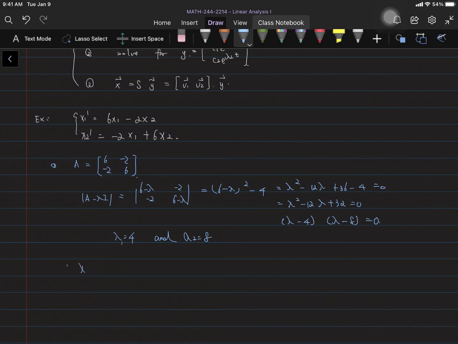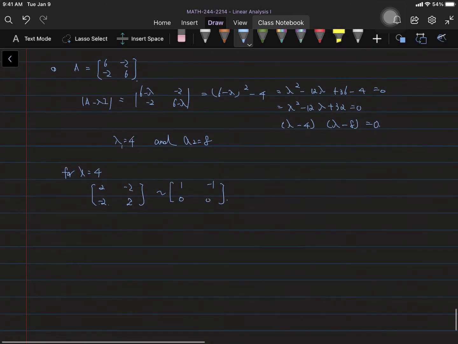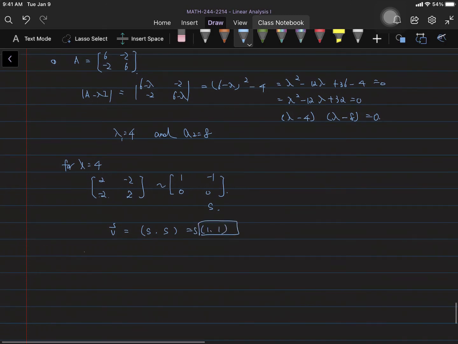Next, for lambda equals 4: 2, negative 2, negative 2, 2. Reduce into row echelon. Make one free variable as s. Okay, next eigenvector for lambda equals 8: 6 minus 8, negative 2, negative 2, negative 2, negative 2. 1, 1, 0, 0. So the vector should be, if we make this to be t, negative t, t.